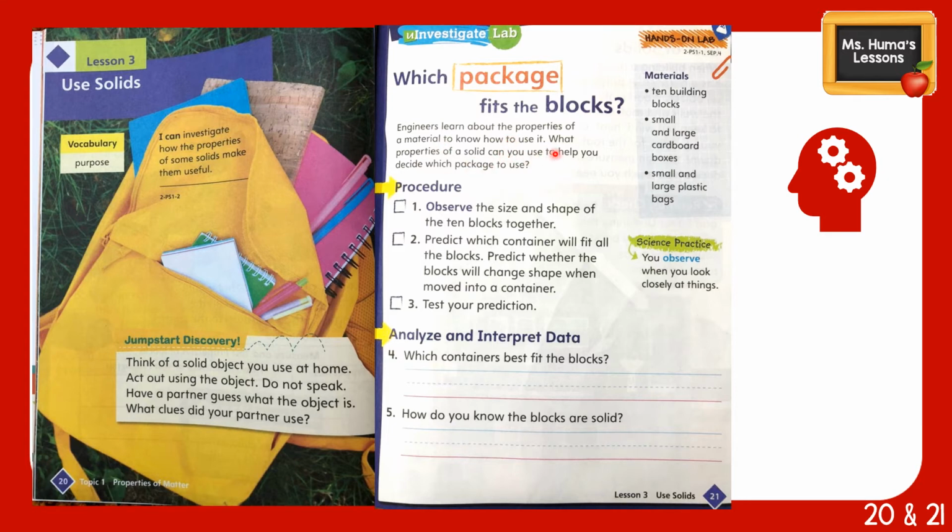So what we are supposed to do here is decide which properties of a solid can help us decide which package to use. Now you have to do the same way engineers do. You have to first of all see the properties of the objects. We have 10 building blocks, we have boxes, and we have a plastic box. We will observe the properties, then we have to decide which package to use.